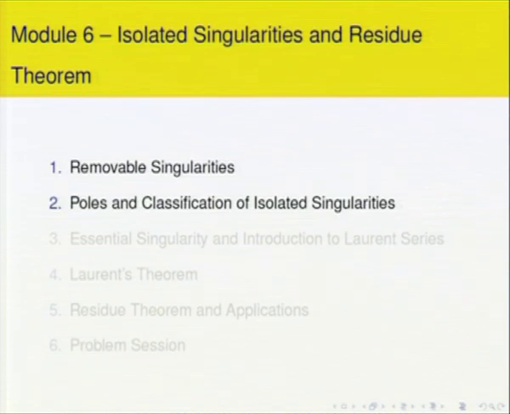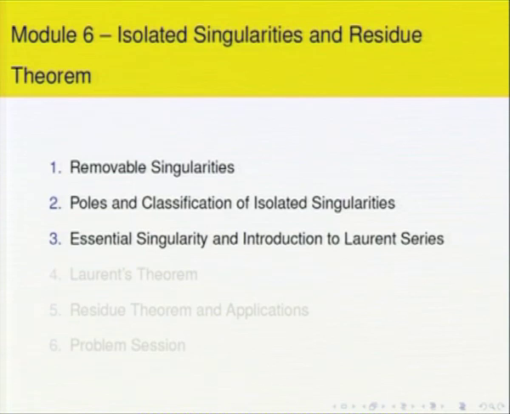In module 6 lecture 2, we define what is called a pole for a complex analytic function, and then we classify the isolated singularities as removable singularities, poles, or essential singularities. Then we define essential singularity based on this classification actually. And then we discuss the behavior of an analytic function in a neighborhood of an essential singularity.